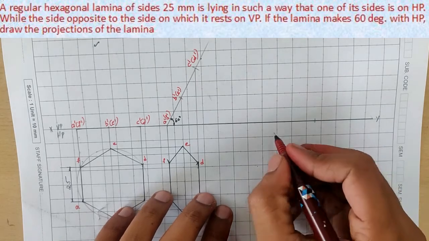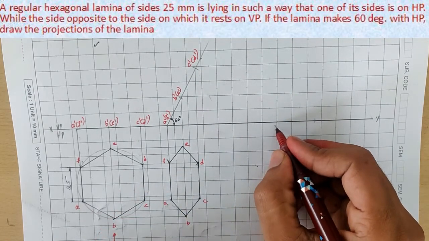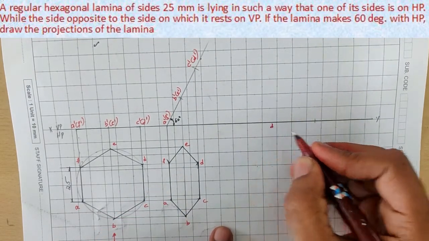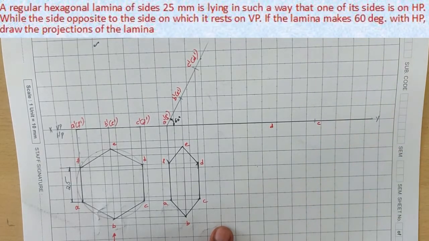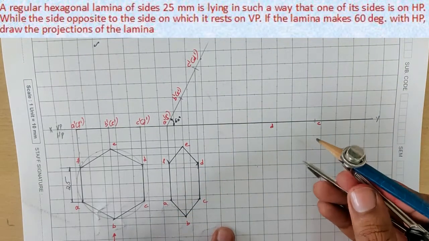So let me name this. You cannot name above the line because this is the top view, it should be named below this. So this becomes D and this becomes C. How to obtain the other points? I know it is very easy for you.